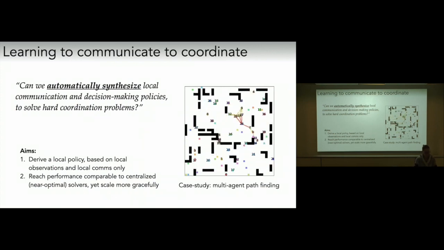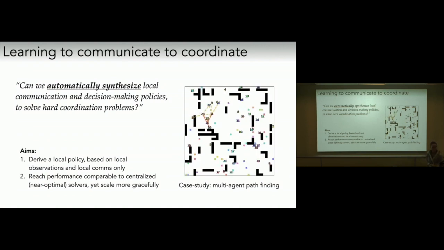This was something that I did pretty early on when I joined Cambridge as a faculty member, and it was the first problem that we actually set ourselves when we started thinking about solving really hard coordination problems and how we might use differentiable communication to help solve them. The question we were interested in answering was, can we somehow automatically synthesize local communication and decision-making policies to solve something that's really hard, that is accepted by the community to be an NP-hard problem for which only approximate offline solvers do a good job.